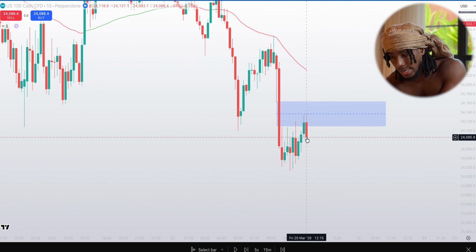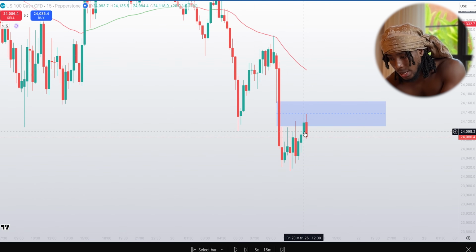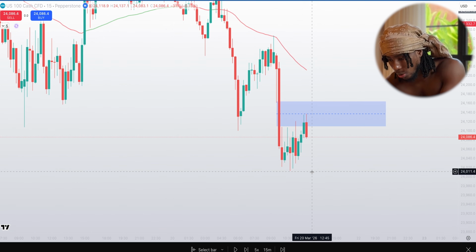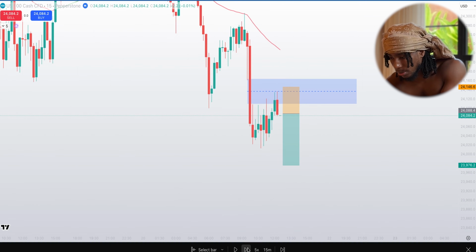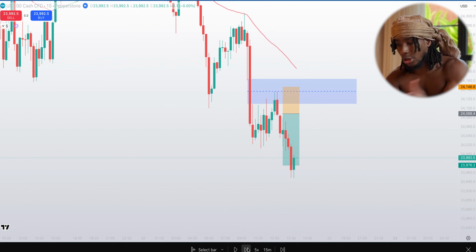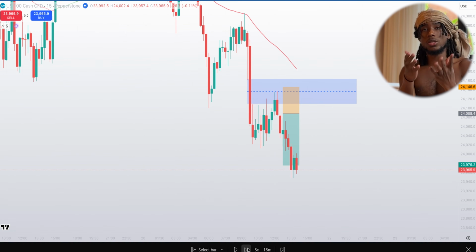We have a red seller's body candle engulfing a buyer's body candle. So that means the sellers are most likely taking control right here. So I'm going to go in for a sell and let's see what happens. There you go. Made money. Just like that, using a fair value gap.